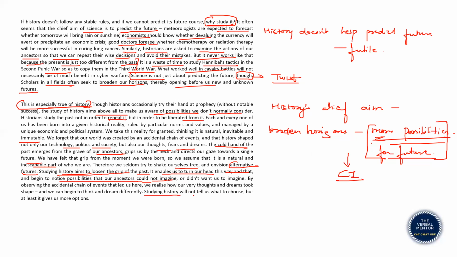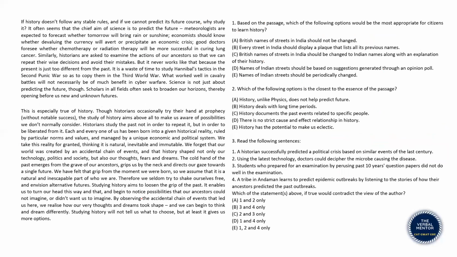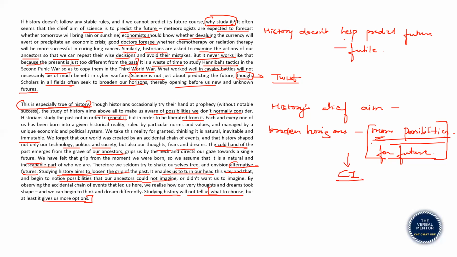Last line: studying history will not tell us what to choose, but at least it will give us more options. Okay, so it does not help us choose, but it at least informs us of the various options available to us. Ready for the questions. Based on the passage, which of the following options would be the most appropriate for citizens to learn history? Okay. British names of streets in India should not be changed. Okay, read the last line again. It does not tell us what to choose, but it gives us more options.